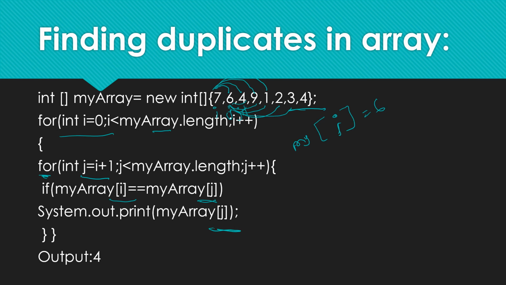So this is the logic. We are going to keep the i as the first element and j as the subsequent elements. This is the common logic used for finding the duplicates in an array. It's a common interview question.